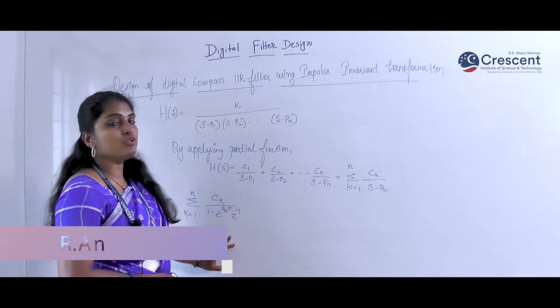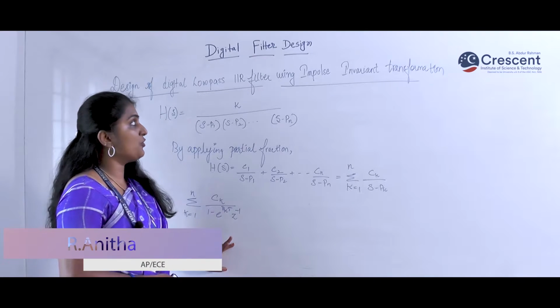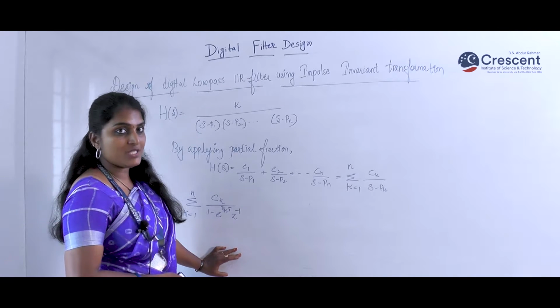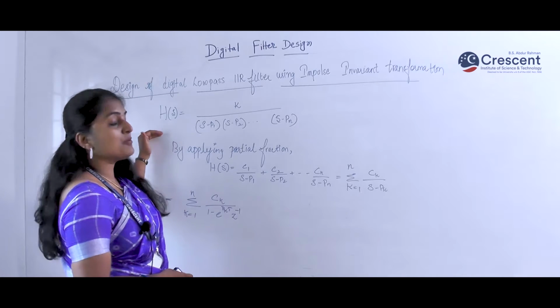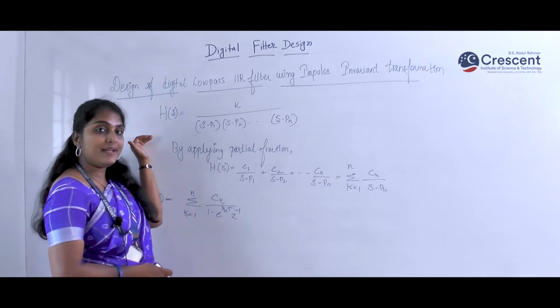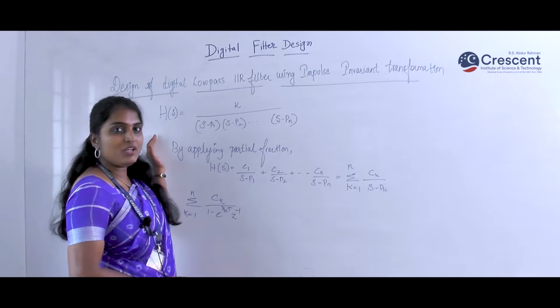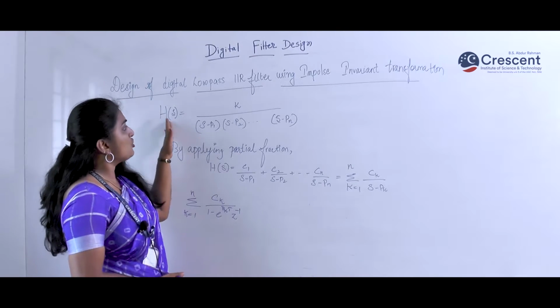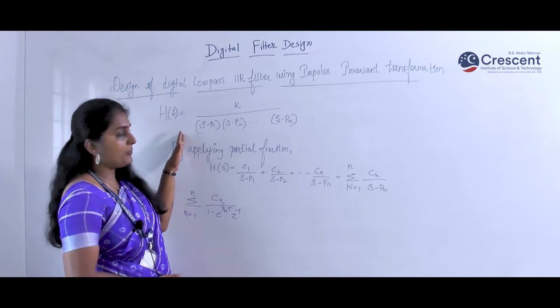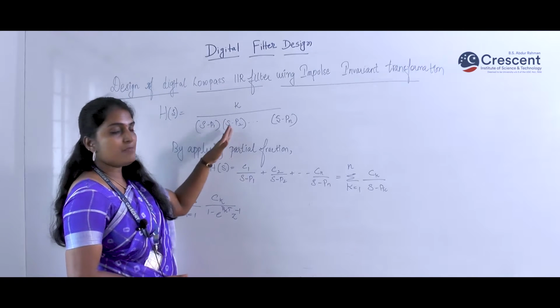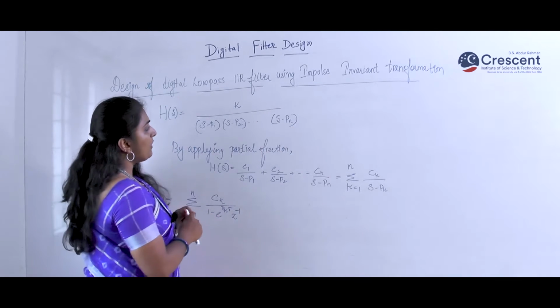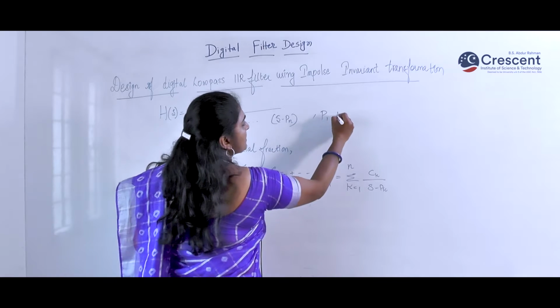In the previous session, I told the 2 transformation methodologies for designing the digital IIR filter. One among them is the impulse invariant transformation, and I also discussed the flow steps for designing the digital IIR filter. After finding the analog transfer function, it will be in the format H of S equals K divided by (S minus P1)(S minus P2) and so on up to (S minus Pn), where P1, P2 and Pn stand for the poles.